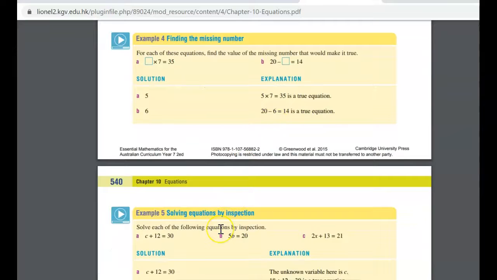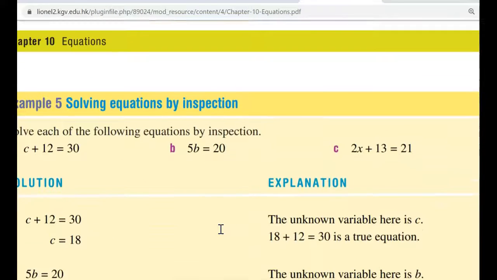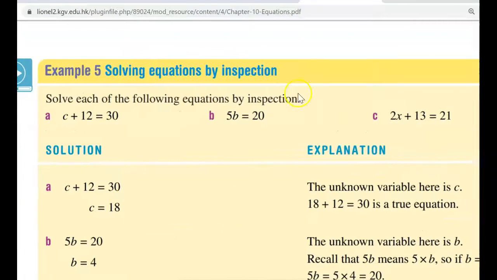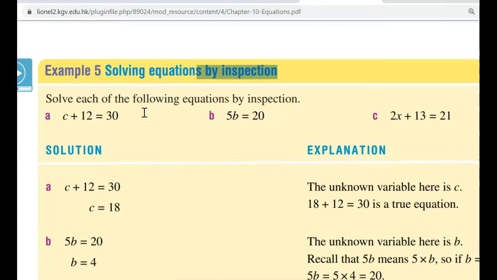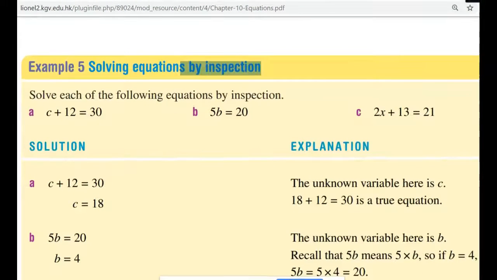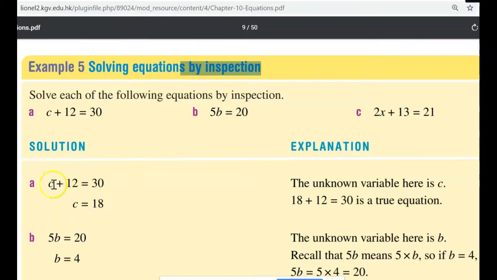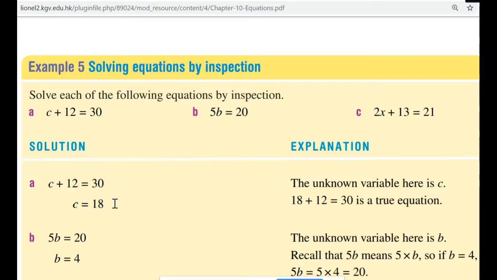So if we have a look down here at these examples, solving each of these equations by inspection essentially means you just look at it and you have a bit of a guess. That might not seem like a very mathematical method, but for very simple equations, it's okay to do that. So you might look at this and say, all right, C plus 12 equals 30. What plus 12 equals 30? Can everyone have an answer for that? But the solution's down here. So the answer is 18. You probably just know that 18 plus 12 would make 30.